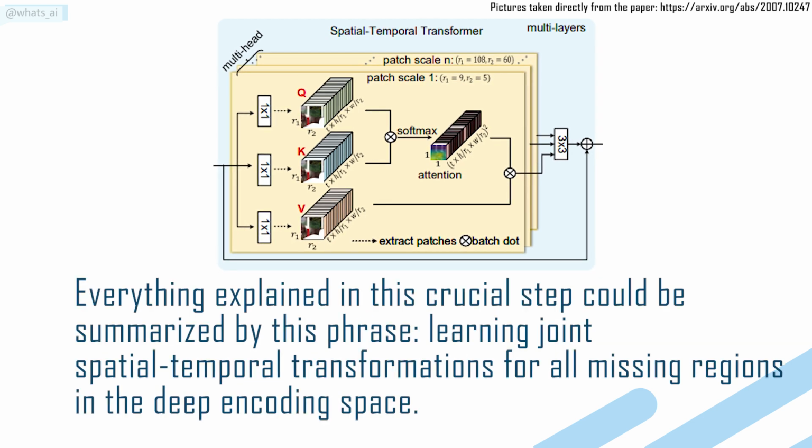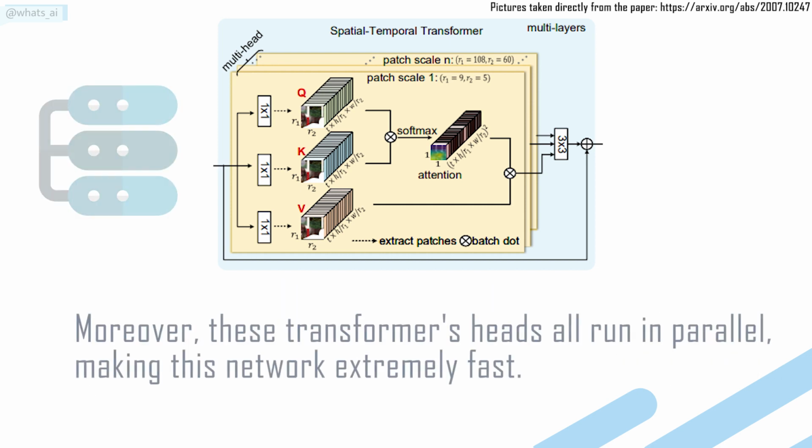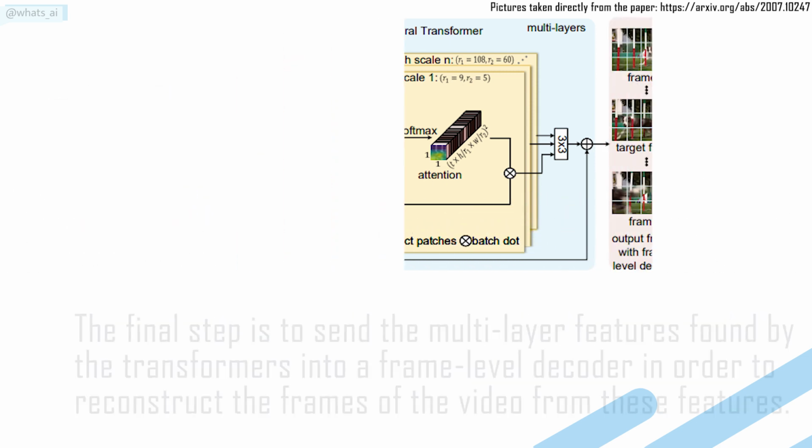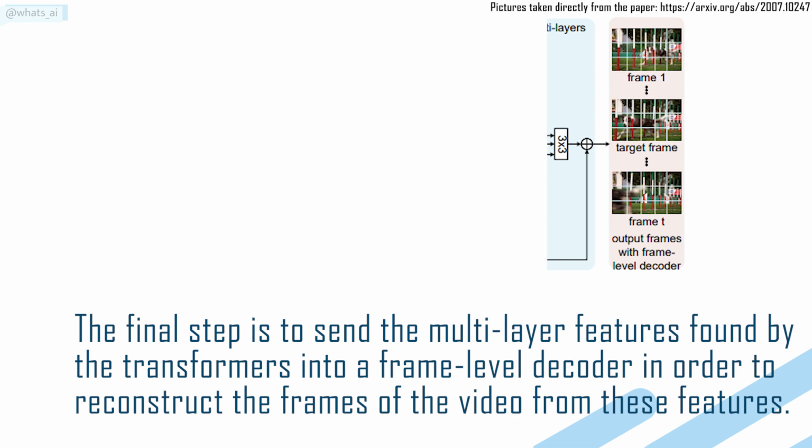Everything explained in this crucial step could be summarized by this phrase: learning joint spatial temporal transformations for all missing regions in the deep encoding space. Moreover, these transformers' heads all run in parallel, making this network extremely fast. The final step is to send the multi-layer features found by the transformers into a frame-level decoder in order to reconstruct the frames of the video from these features.